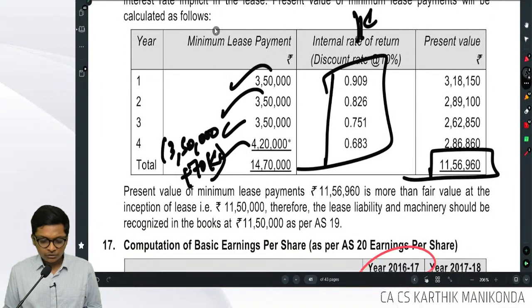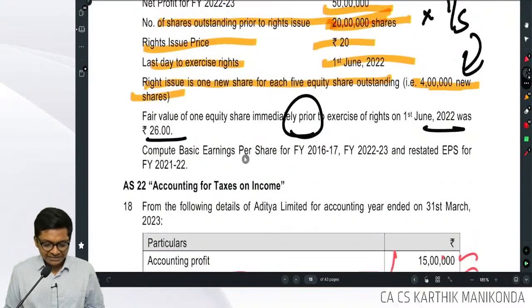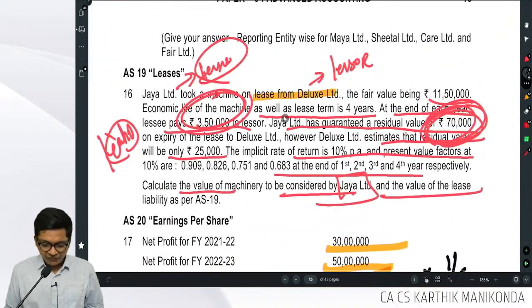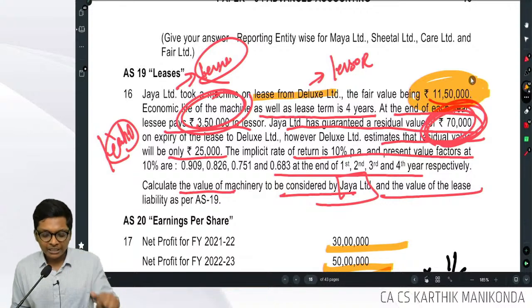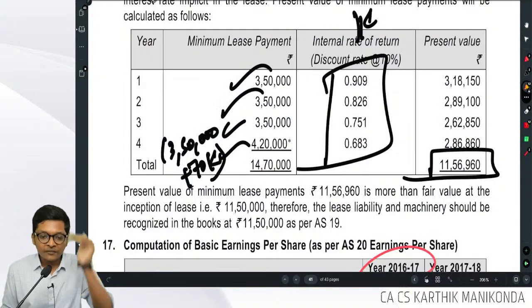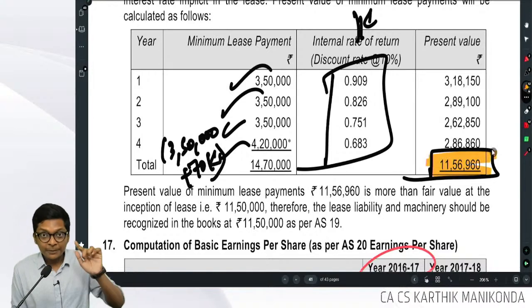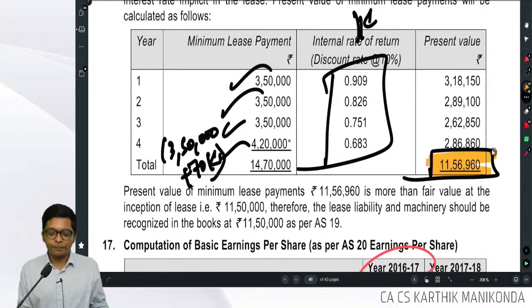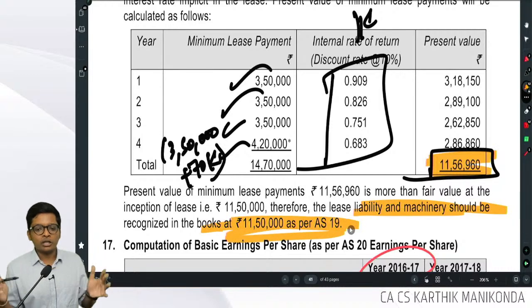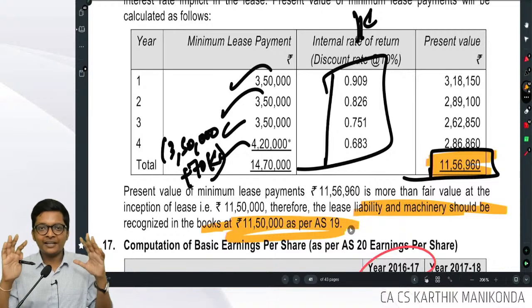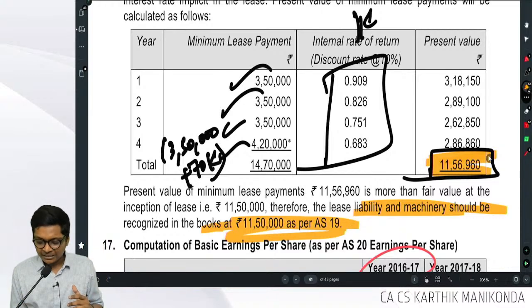11,56,960. However, the question says the fair value of the asset is 11,50,000. That means if you buy today, it's only 11 lakh 50. But the present value of everything is 11 lakh 56. That means you are paying more than what you should pay. Therefore, you will recognize the liability only at 11 lakh 50. Huge concept. For exam purpose, find the present value and compare with the fair value of the asset. 11 lakh 56 compared with the fair value of 11 lakh 50. Whichever is lower.